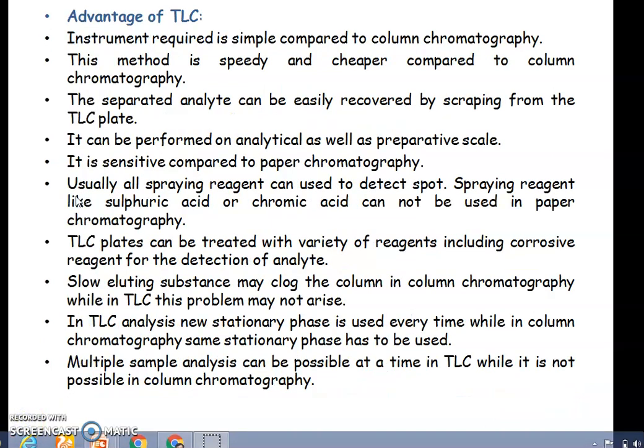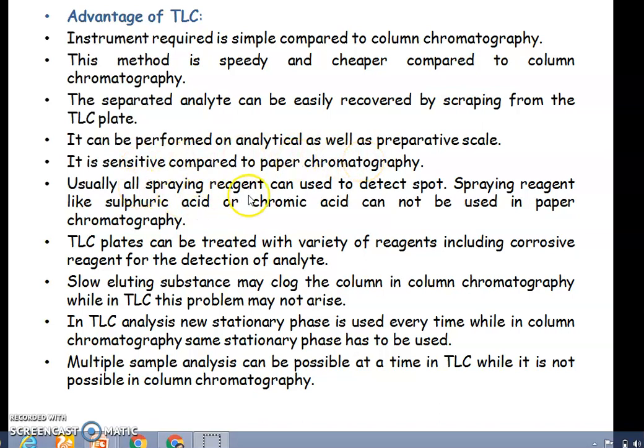Now let's look at the advantages of thin layer chromatography. The instrumentation required for thin layer chromatography is quite simple compared to column chromatography. This method is speedy and cheaper compared to column chromatography. The separated analyte can be easily recovered by scraping from the TLC plate. It can be performed on an analytical as well as a preparative level. TLC is sensitive compared to paper chromatography.